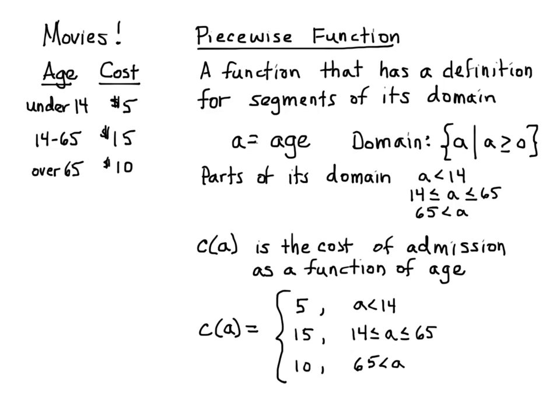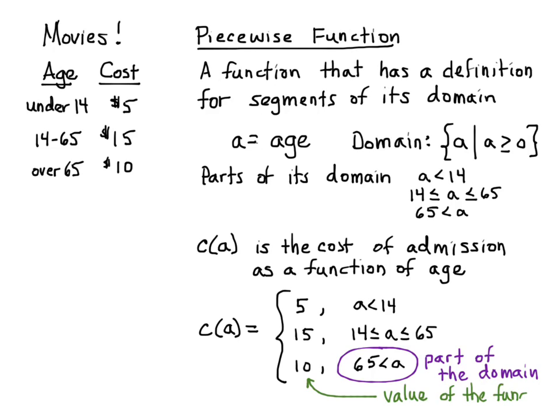The convention in math is that you put the piece of the domain to the right, and you put the actual definition of the function in the first position here. Okay, so this is the part of the domain, this is the value of the function. So in other words, these three numbers are the three elements in the range.